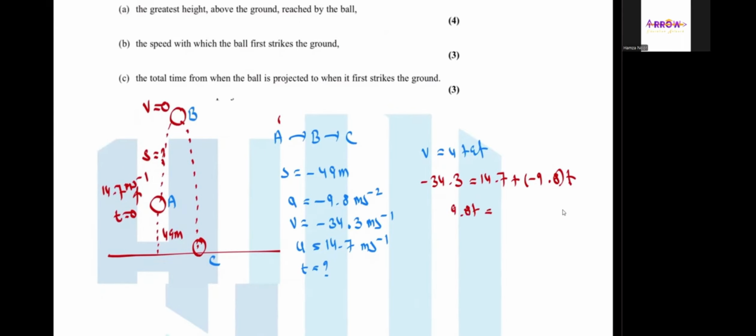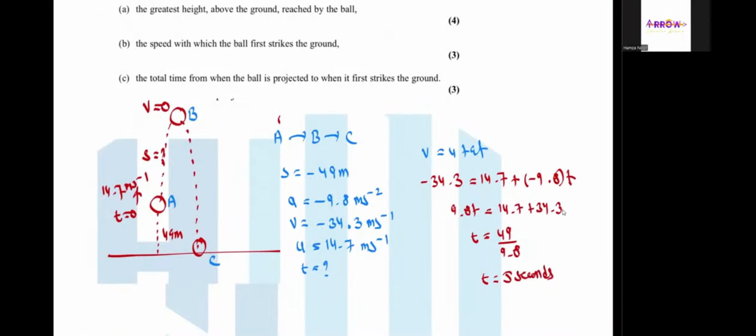So 14.7 plus 34.3, how much is this? 14.7 plus 34.3 is 49. So t is equal to 49 divided by 9.8. So this is 5 seconds. t is equal to 5 seconds. This is supposed to be your answer.